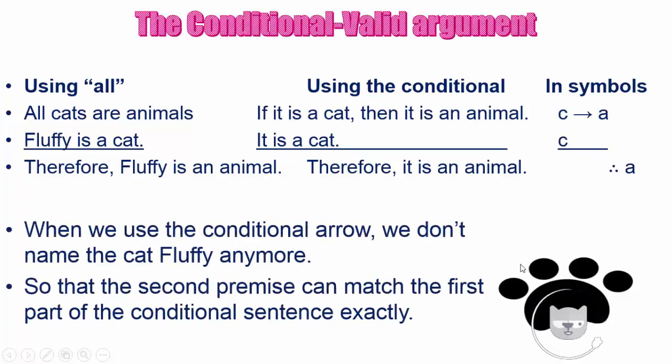So as mentioned, when we go from the "all" way of writing it to the conditional, we don't use the name of the cat, so the second premise can match the first. And you can see, if it is a cat, it is a cat. So there it matches.